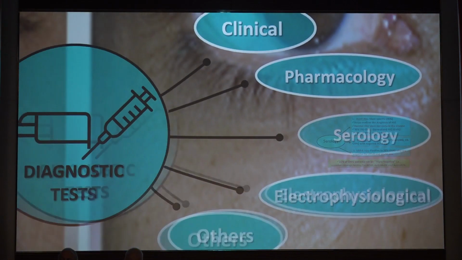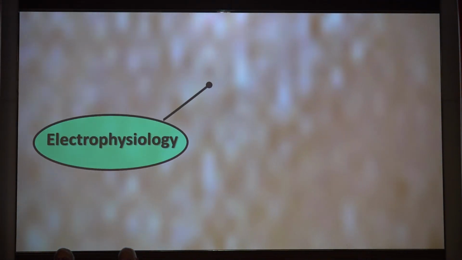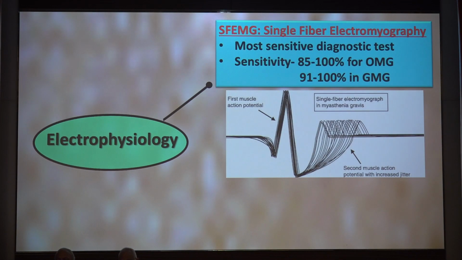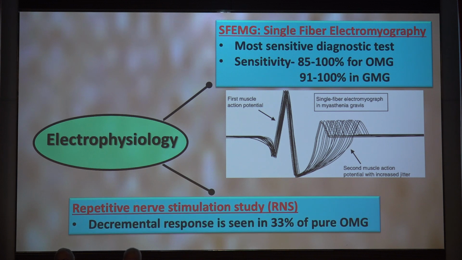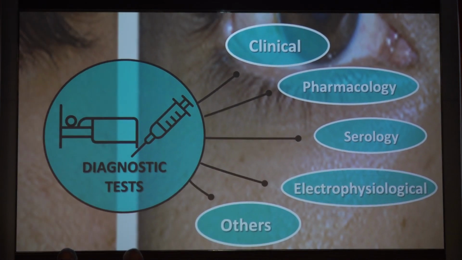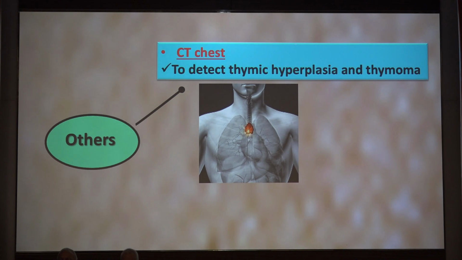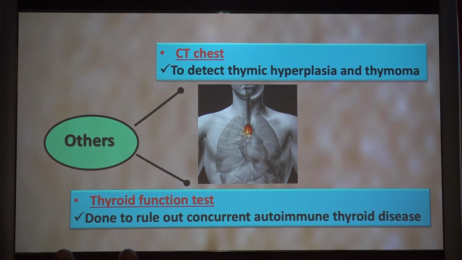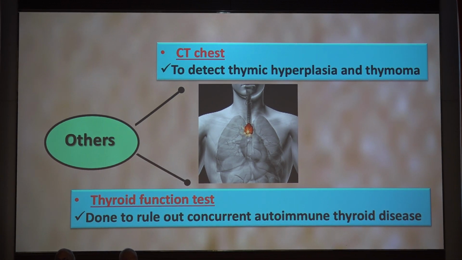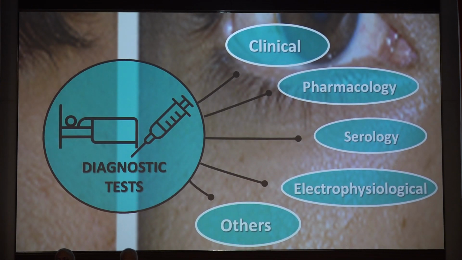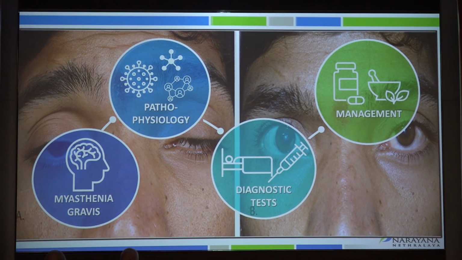Then coming to electrophysiology, we find that single fiber electromyography is very sensitive, about 85 to 100% for OMG and 91 to 100% for generalized cases. Repetitive nerve stimulation studies show a decremental response in about 33% of pure ocular myasthenia. Now coming to the other tests, yes, CT to detect thymic hyperplasia and thymomas. Thyroid function tests, because there could be a concurrent autoimmune thyroid disease associated. So now that we have got it, let's go to the management aspect of this.